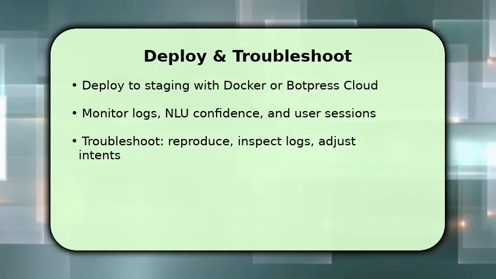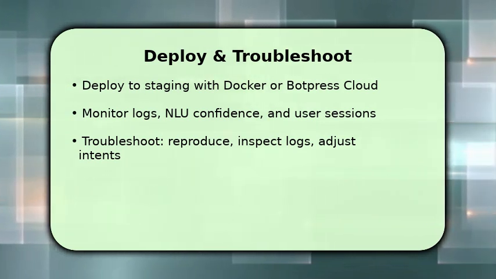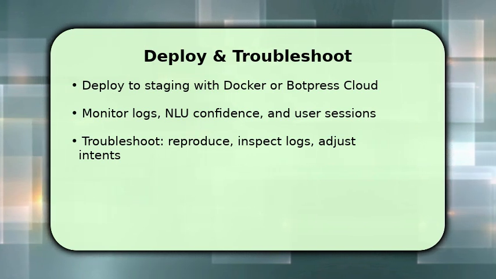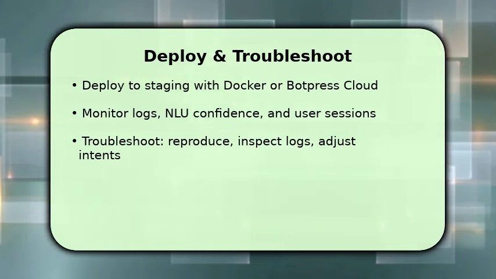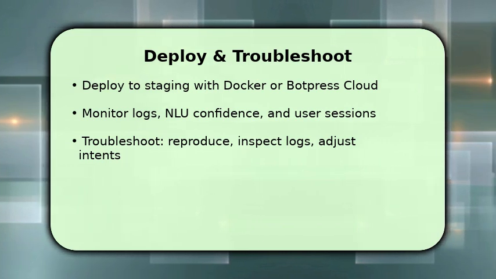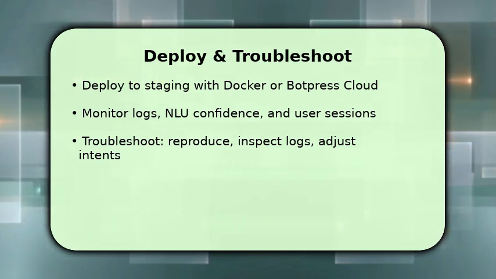If something breaks, reproduce the issue locally, inspect server logs and request payloads, and then tweak intent examples or confidence thresholds accordingly. Make sure to add automated tests for critical flows so regressions are caught before production rollout.